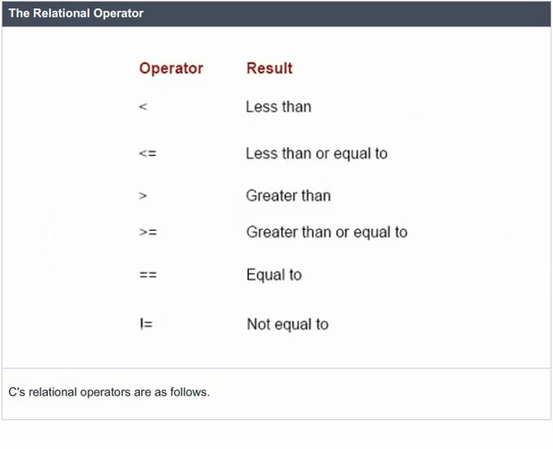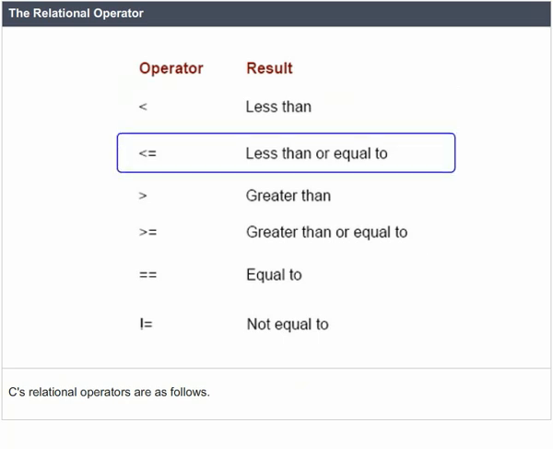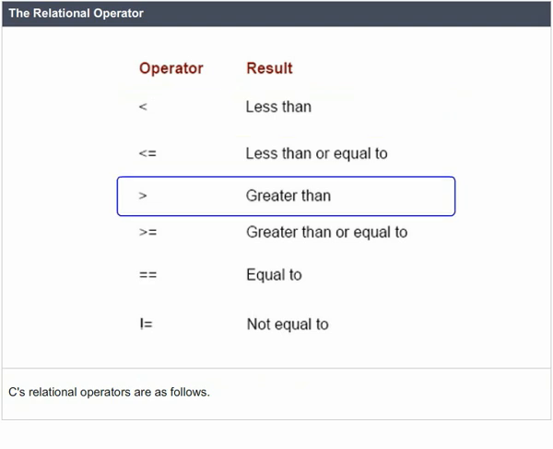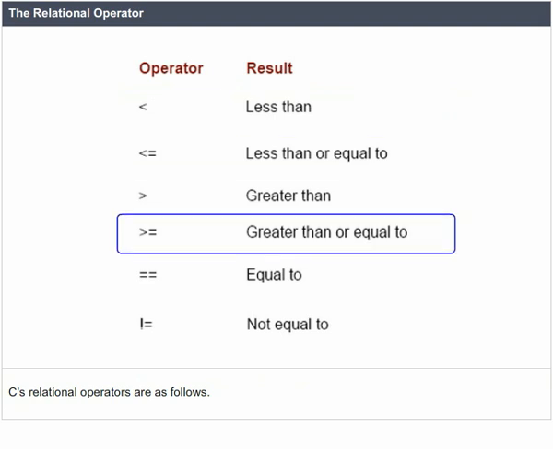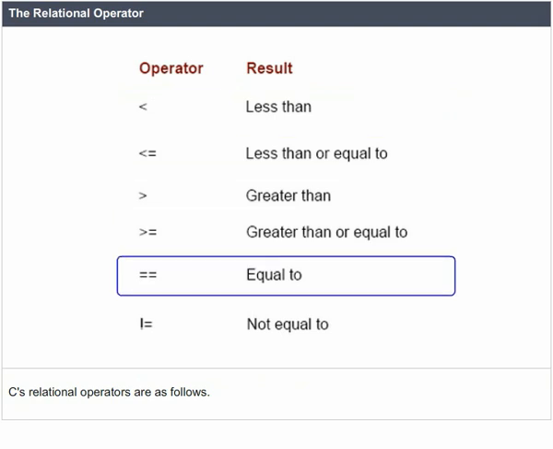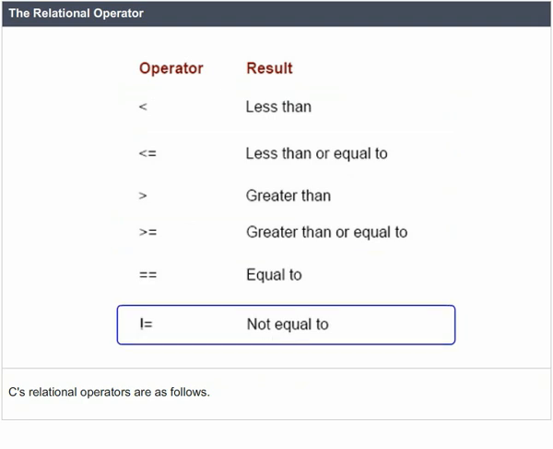C's relational operators are as follows: less than or equal to, greater than or equal to, not equal to.